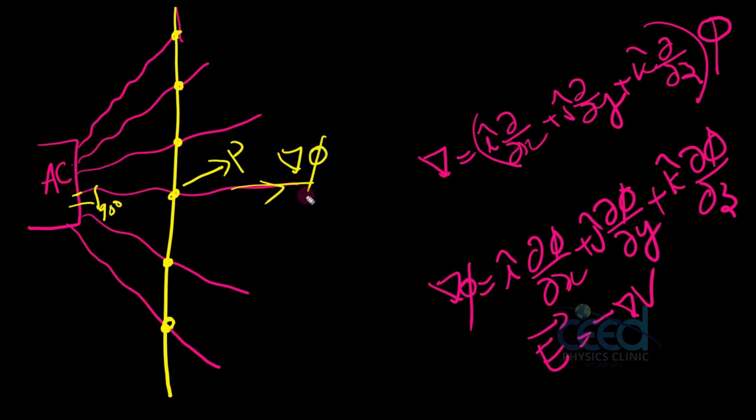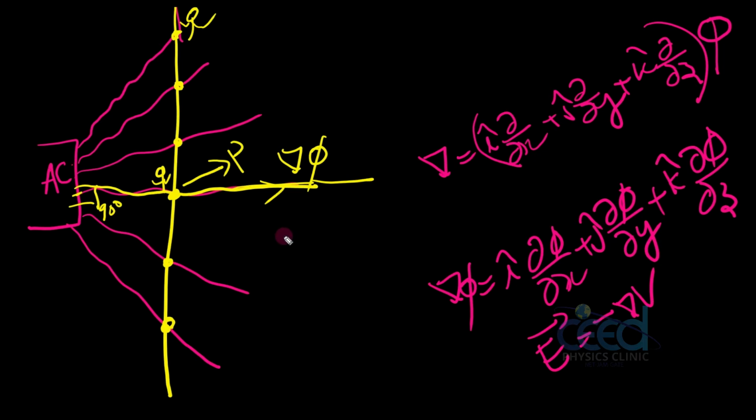The gradient phi means the direction where there is the maximum rate of change of a physical quantity. That is along this direction, because a person standing here will get more cool air than a person standing elsewhere. So this direction represents the gradient phi, and that is the physical meaning of gradient phi.